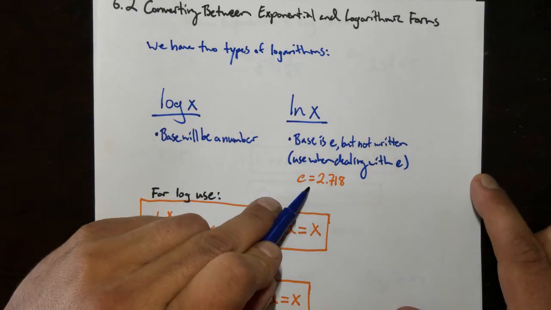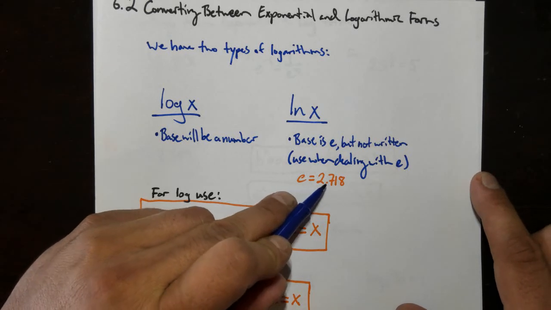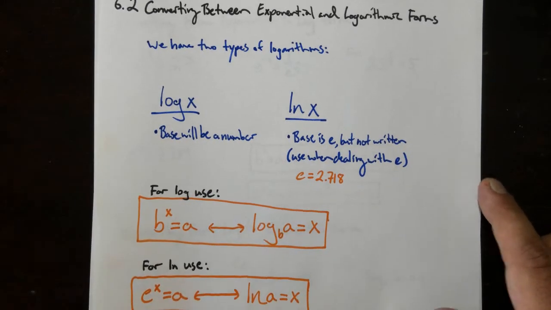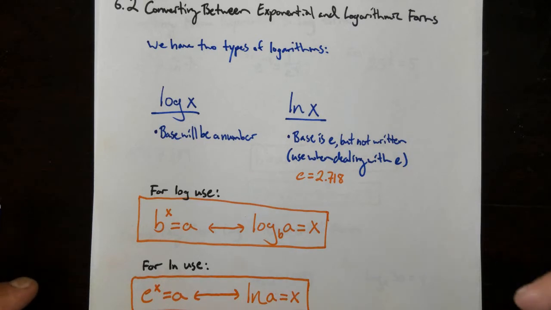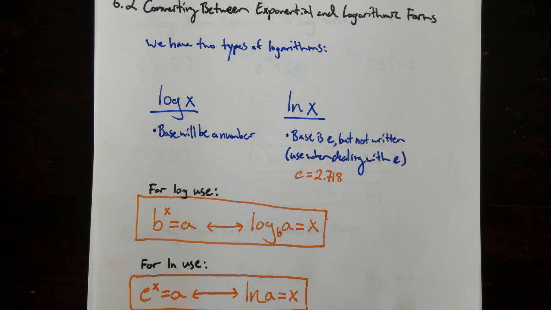And e is actually a number. It's a special number. It's irrational. And it's equal to 2.718, and it being irrational, the decimals will go on forever. But it's a special case in mathematics.